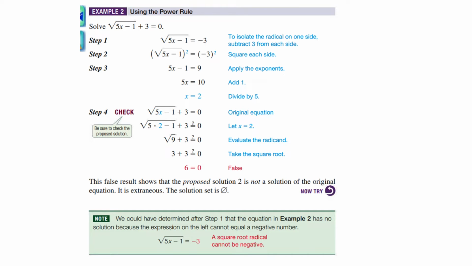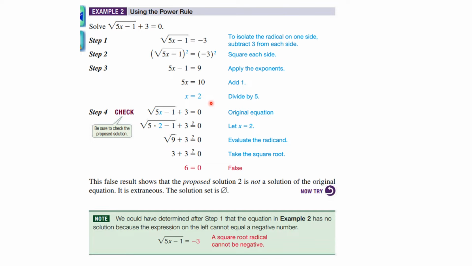Let's do another example. Let's talk about solving the square root of 5x minus 1, plus 3, equal to 0. Now in this problem, to isolate the radical, you have to subtract 3 from both sides. So we get the square root of 5x minus 1 is equal to minus 3. And then we'll square both sides, and minus 3 squared is 9. And the square root of 5x minus 1 squared is 5x minus 1. So we have 5x minus 1 is equal to 9. 5x is equal to 10. And that means x is equal to 2.